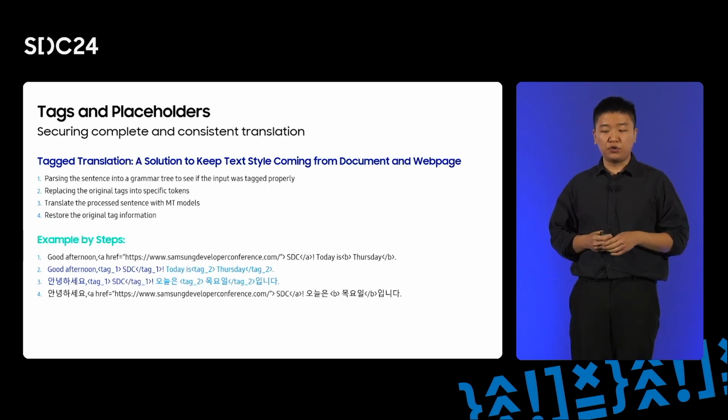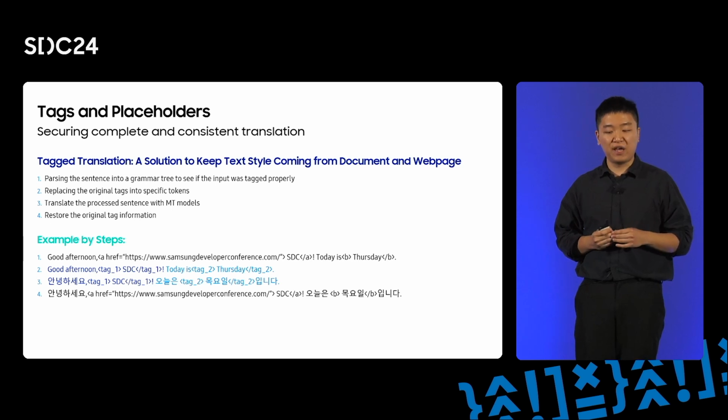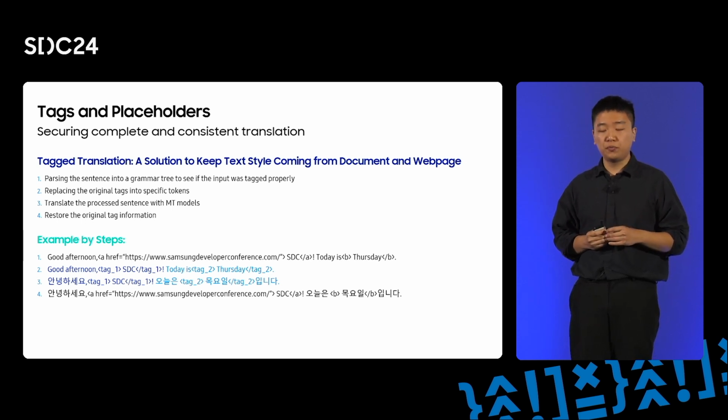As Chiho introduced previously, our model can translate the input from web page or document with the style kept. So in the following 2 slides, I would like to show the steps of how tag translation works at the solution level. First, we parse the sentence into a grammar tree to see if it is tagged properly and reject those who fail to do so.